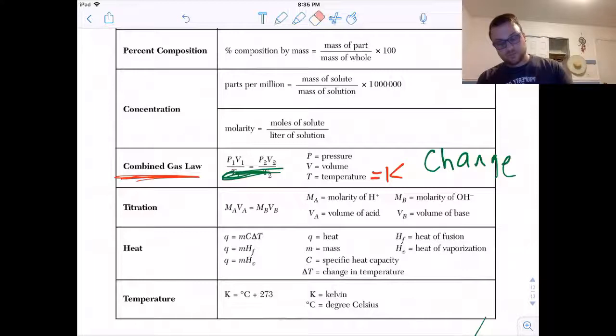So it's going to have a change. All right? Honors kiddos, if you're watching this, don't use PV equals nRT. PV equals nRT will not be on the Regents. So if you're doing PV equals nRT, don't. All right?